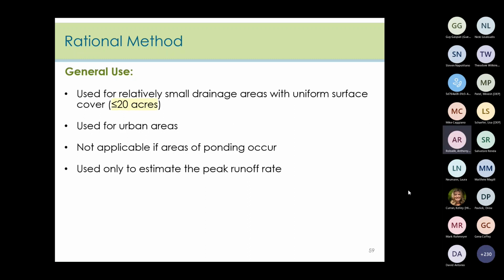So the BMP manual says use of the rational method should be limited to drainage areas less than 20 acres with uniform surface cover, soil type, and slope. It's typically used for urban areas. It's not applicable if areas of ponding occur within the drainage basin. And this method is used only to calculate peak flow rates. It can't calculate any volumes.